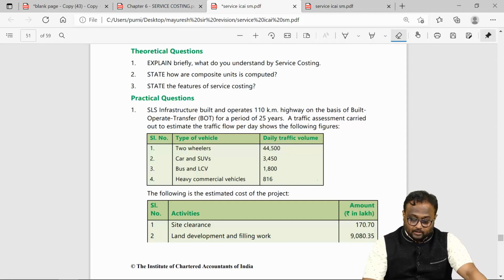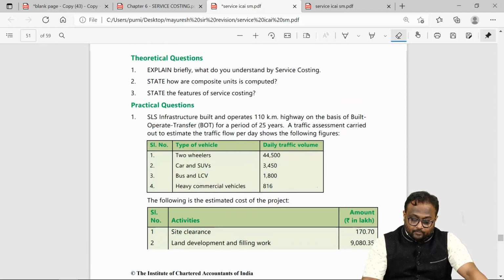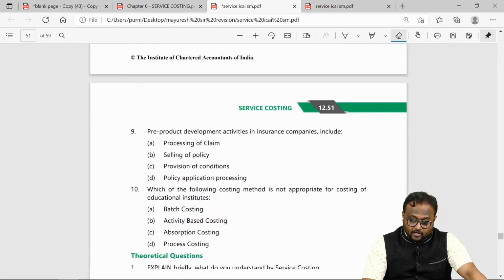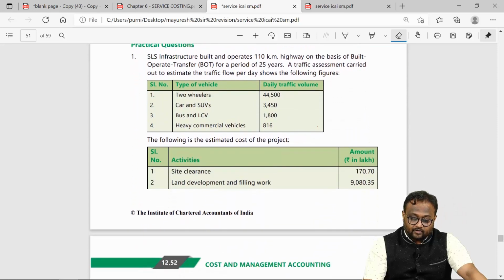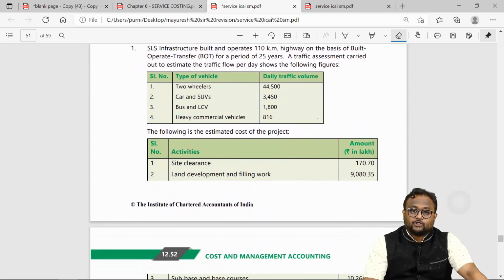Let's get started with one practical question where students generally have doubt. Page number 12.51. Your first question.